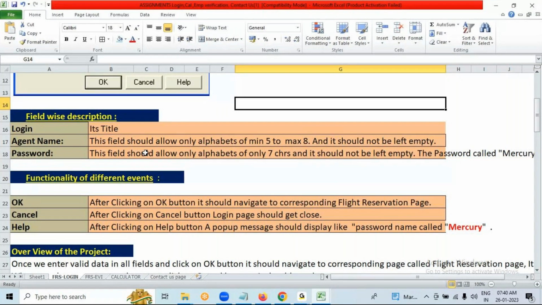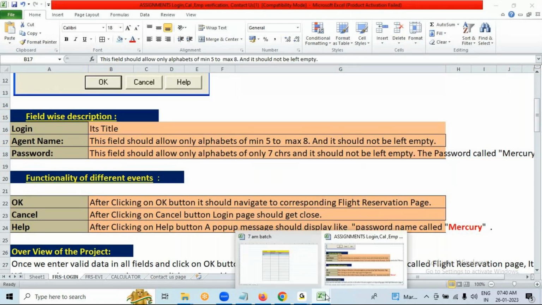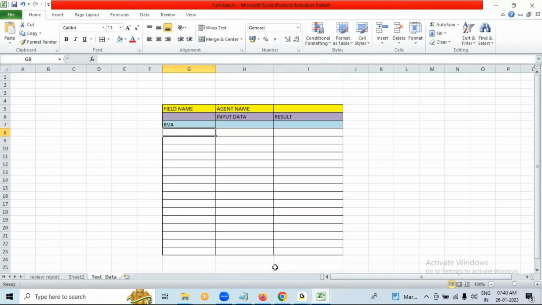So let's see here how we are going to prepare the data. As per this requirement, what is the minimum value? Minimum equals 5, right? So 5 alphabets we have to use, like for example A, B, C, D, anything. Is it valid or invalid? You have to give it here. Valid.